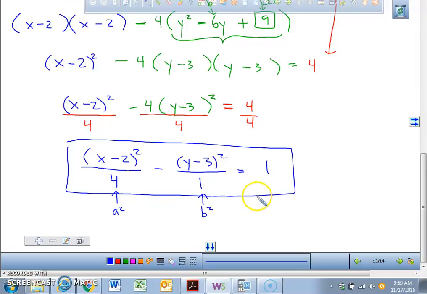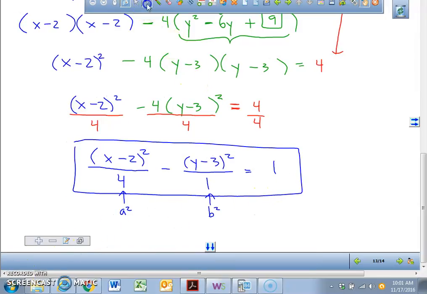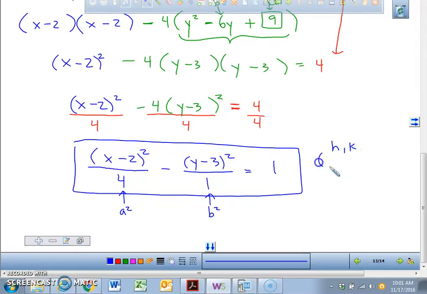Then we're going to keep working in your journal. All right, now that we have this information, I want us to label something. We're going to put h comma k, which represents the center of the hyperbola. All right, that's going to be at 2, 3. This right here is your h value. This right here is your k value.